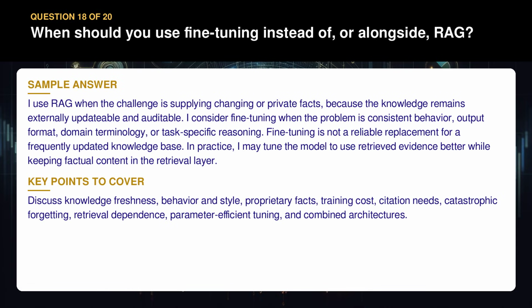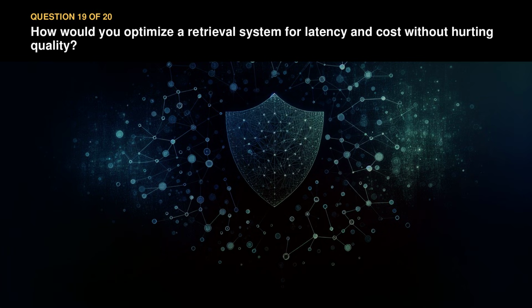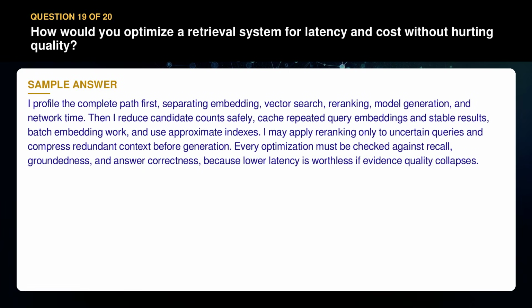Discuss knowledge freshness, behavior and style, proprietary facts, training cost, citation needs, catastrophic forgetting, retrieval dependence, parameter-efficient tuning, and combined architectures. Question 19. How would you optimize a retrieval system for latency and cost without hurting quality? I profile the complete path first, separating embedding, vector search, reranking, model generation, and network time.